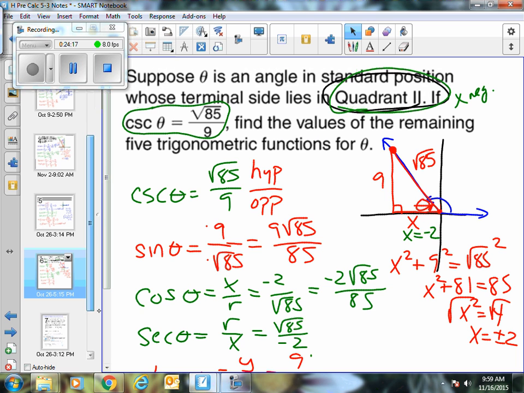So trig ratios in the coordinate system. And then from here, we're going to be doing applications. So when we get to the next section, we'll talk about how can you apply this in real situations. 5-3.